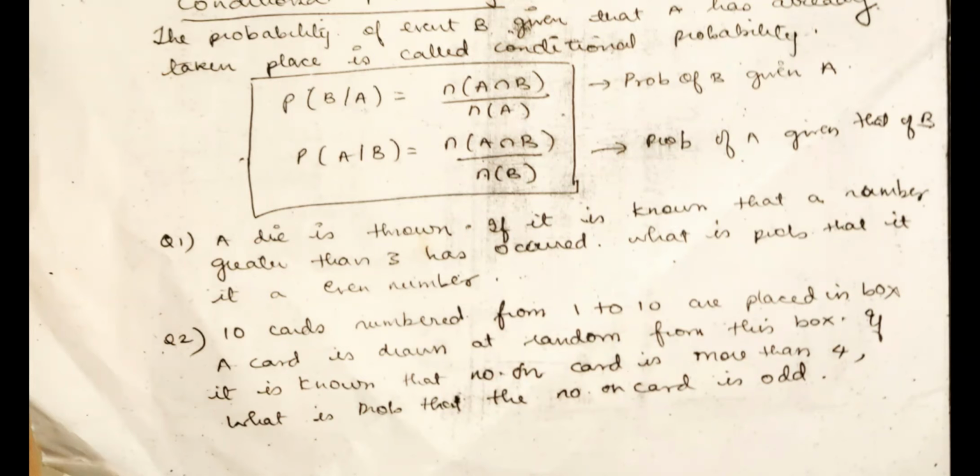A die is thrown. Okay, it is known. Known means, remember that, given. Known is same as given. It is given that a number greater than 3 has occurred. What is the probability? So event A is what? Either you can take it as event A or you can take it as event B. Event A is that a number greater than 3 has occurred. Event B will be what? It should be an even number. So you have to calculate event B based on event A.